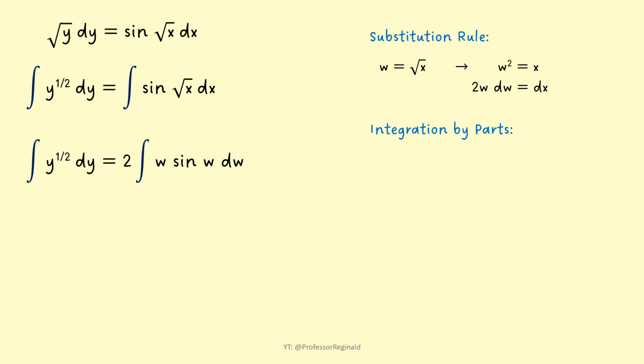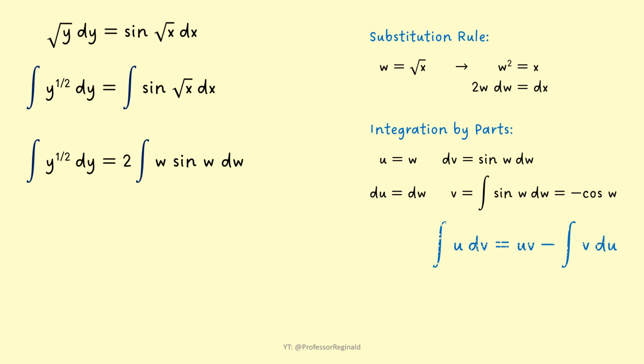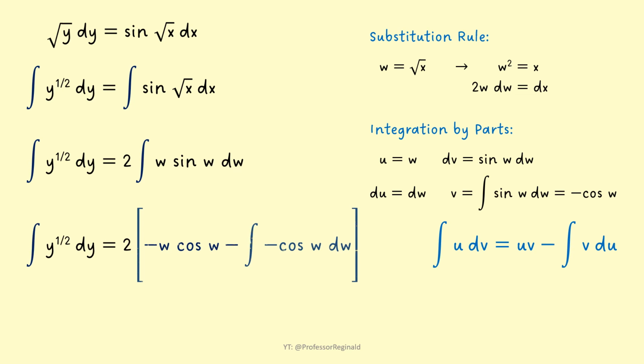Let u equals w, and dv equals the sine of w dw. It follows that du equals dw, and v equals the negative cosine of w. Use the formula of integration by parts. Integrate the last integral. Then, substitute w equals the square root of x.